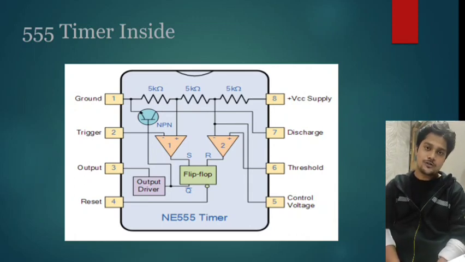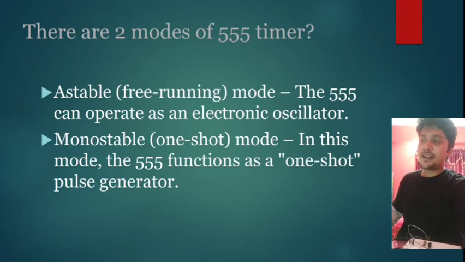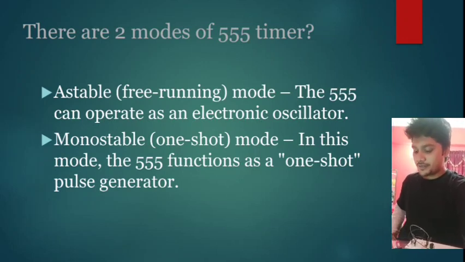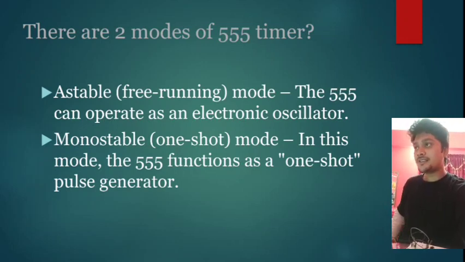Now we will go to the next slide and talk about the modes of 555 timer. So the 555 timer can operate in 2 modes. The first mode is the astable mode or the free running mode. Basically we know the word oscillation or oscillator, but we haven't seen maybe an electronic oscillator. Astable mode in 555 timer is nothing but an electronic oscillator, that repeats a cycle or a pulse of current after a certain time.